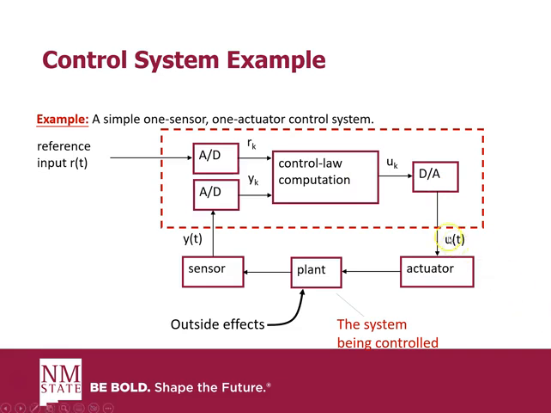The analog signal u(t) drives the actuator, which in turn affects the plant, or the system being controlled. The plant is influenced by the actuator and outside effects, which are disturbances, or factors that can affect the system output. The components within the dashed red box represent the control system itself.